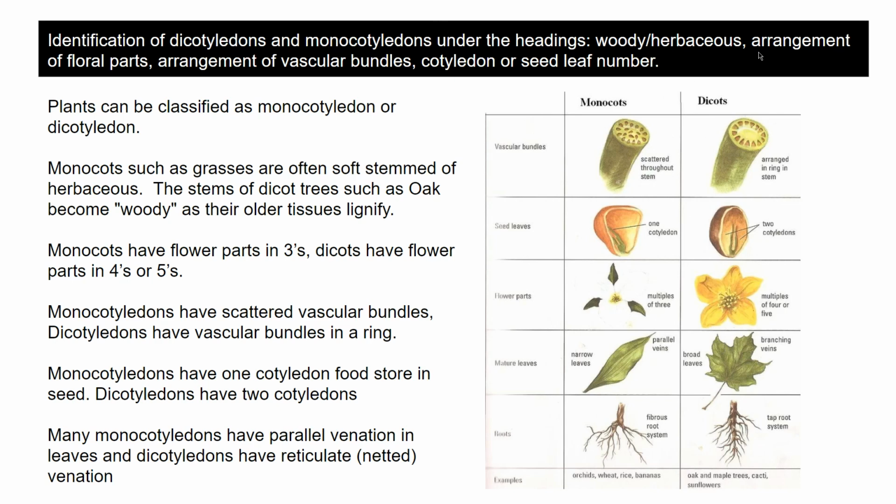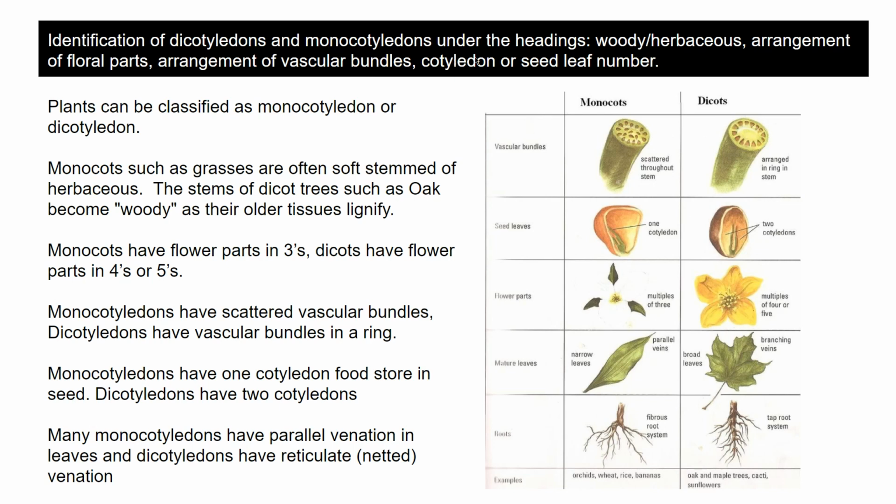So looking back over the syllabus, woody, herbaceous. Okay, woody is a dicot, herbaceous is monocot. Arrangement of floral parts in threes would be a monocot, in fours and fives would be a dicot. Vascular bundles, okay, scattered vascular bundles is a monocot. Vascular bundles in a ring is a dicot.